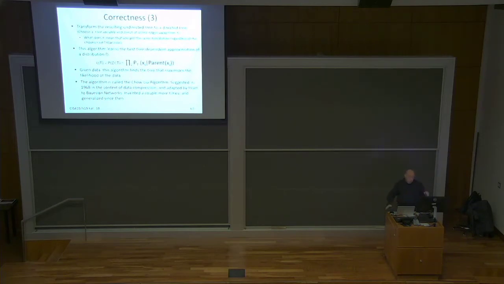So this algorithm actually was invented many, many years ago, celebrating 50 this year. It's the Chow-Liu algorithm. It was actually invented in a slightly different context, in the context of data compression. But later on, people rediscovered it in the context of Bayes nets. People invented it a few more times. But really, a very nice algorithm that allows us to learn the most likely Bayesian tree.